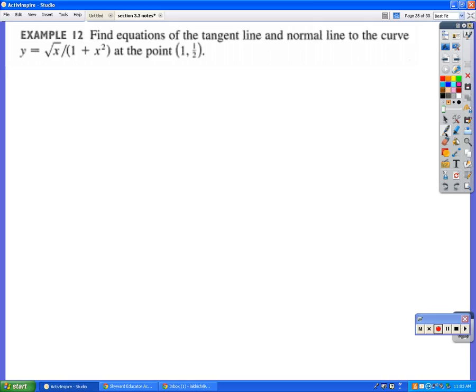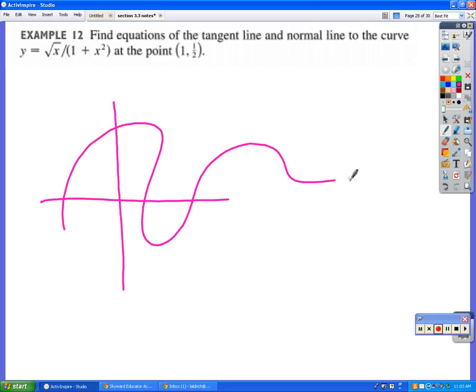To the normal. Okay, so this is the graph, right? I don't know what it looks like. Then you would just use point slope. Okay. Good. (1, 1/2) is this point right here.